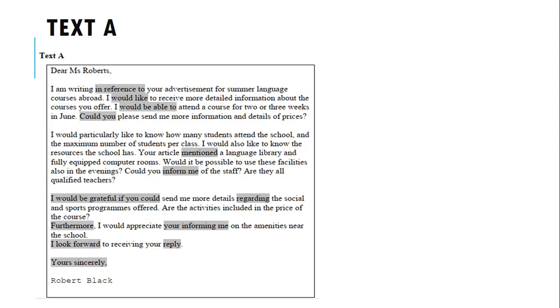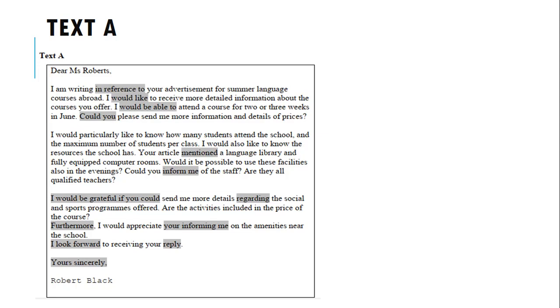Would it be possible to use? It sounds too formal. Would it be possible to use, instead of saying, may I use? It will be more formal and more elegant if you write a formal letter. Would it be possible? I would. Now, let's have a look: I would like, I would be able, could you, I would also like, could you, would it be possible? These are kinds of formal expressions used in formal letter writing.